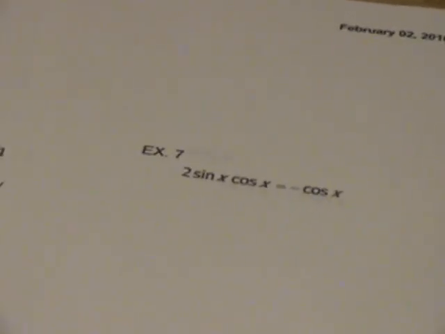Alright, let's look at this one. 2 sine x cosine x equals negative cosine x. So I've got more than one trig function. So it's not like the other ones where I'm just going to isolate the trig function, because there's more than one.